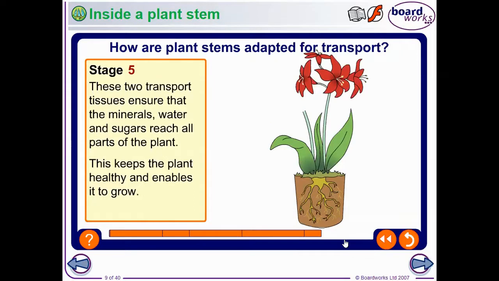So these two systems working together ensure the continuous flow of water and minerals in the plant, as well as the movement of sugars to all other parts of the plant for storage. So all of this system works together to keep the plant healthy and enables it to grow.